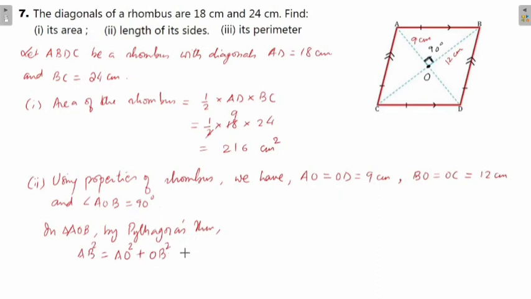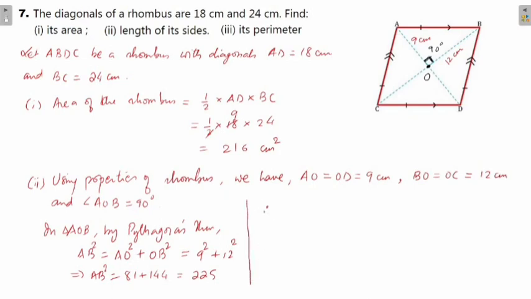Now you know AO is how much? AO is 9 centimeter, so AO square is 9 square, plus we have BO, or OB, is 12, so it becomes 12 square. So AB square turns out to be 9 square is 81 plus this is 144, right? So when you add these two, you get 225.